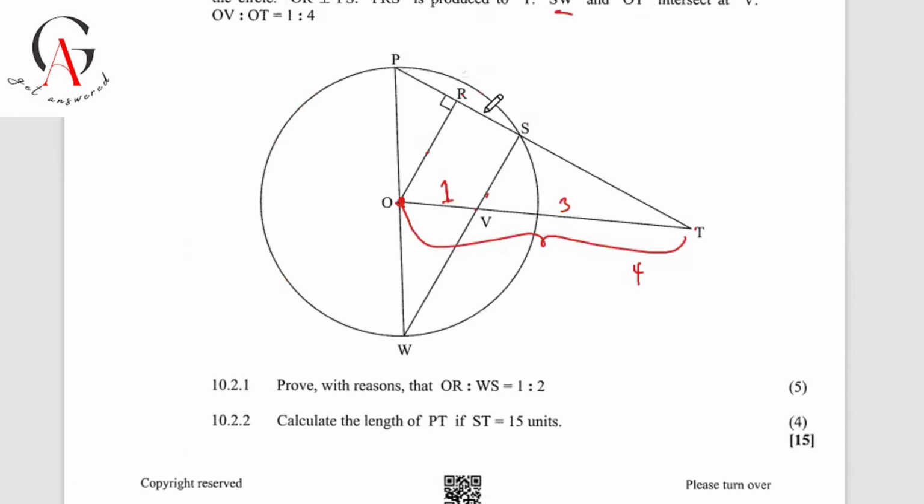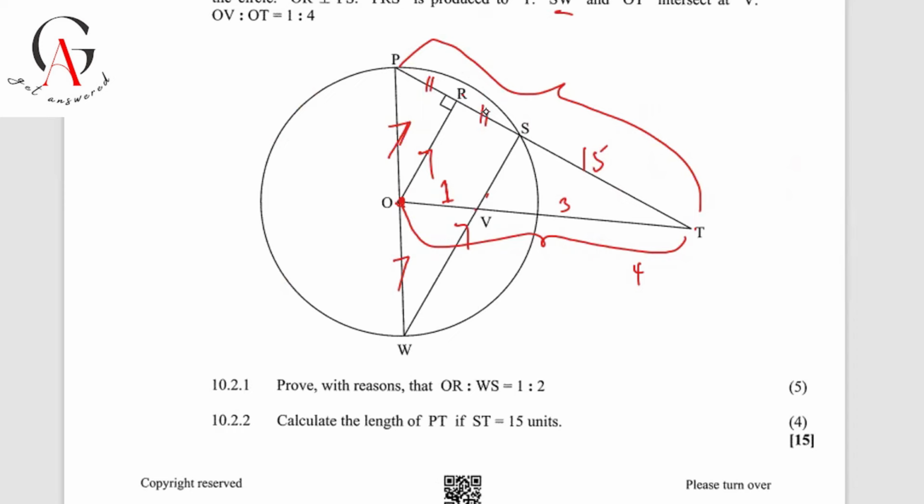10.2.2, they want us to calculate the length PT. So we proved that this and that are parallel. They want the distance PT if ST is 15. Now we say this is the same as that, just like that is the same as that. All right, so let's see.